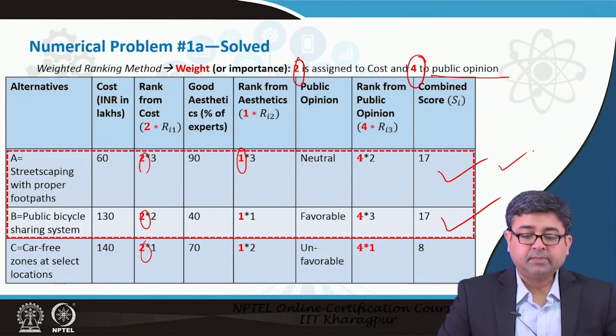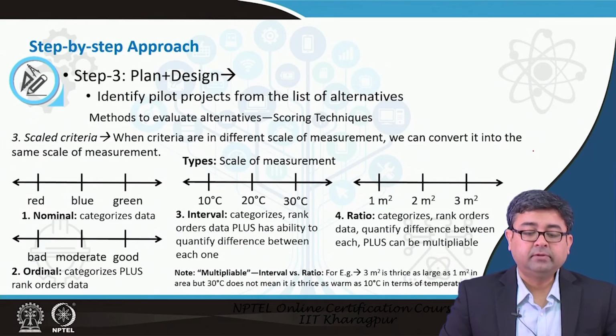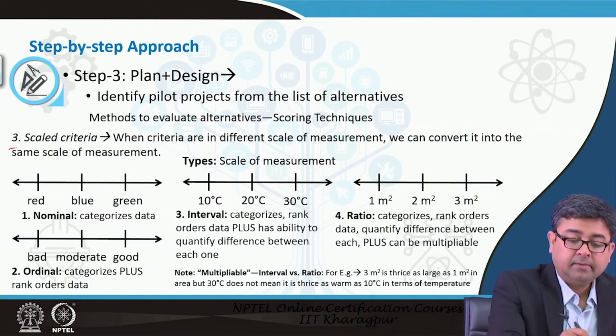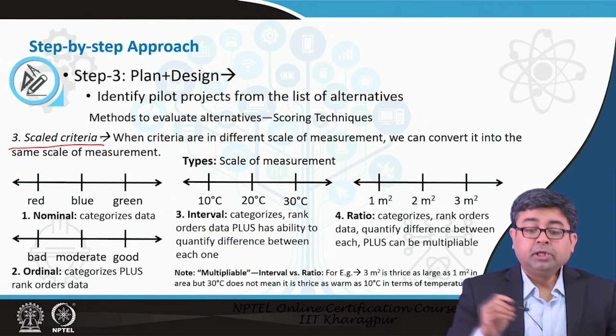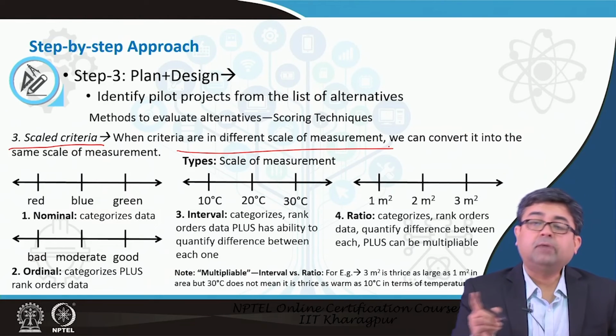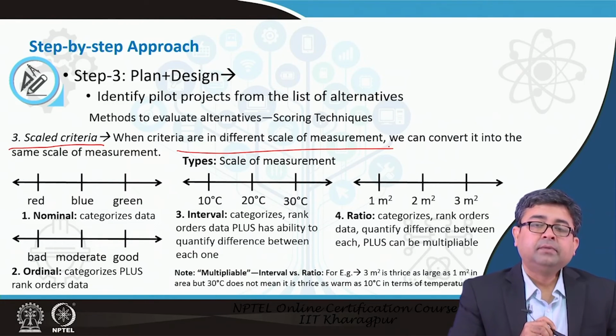So, these are two very simple examples to show you how to rank different kinds of projects. The third example is of scaled criteria. When the criteria are in different scales of measurement, you need to combine them into one scale.